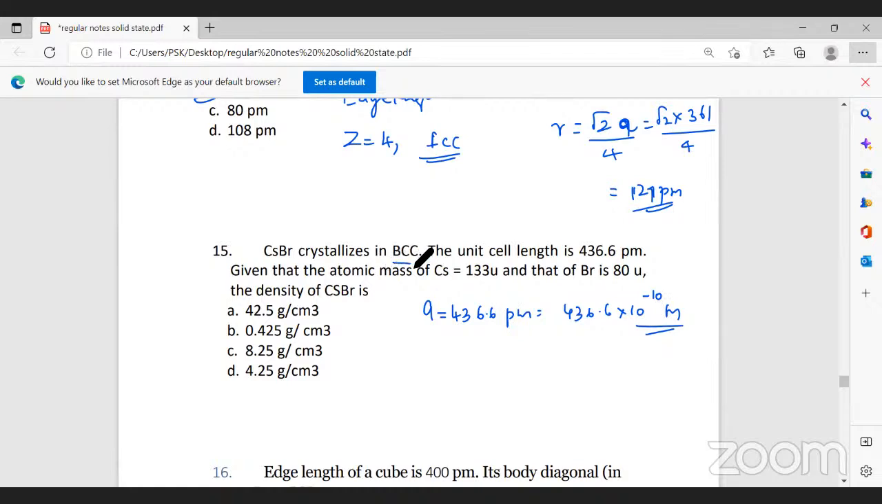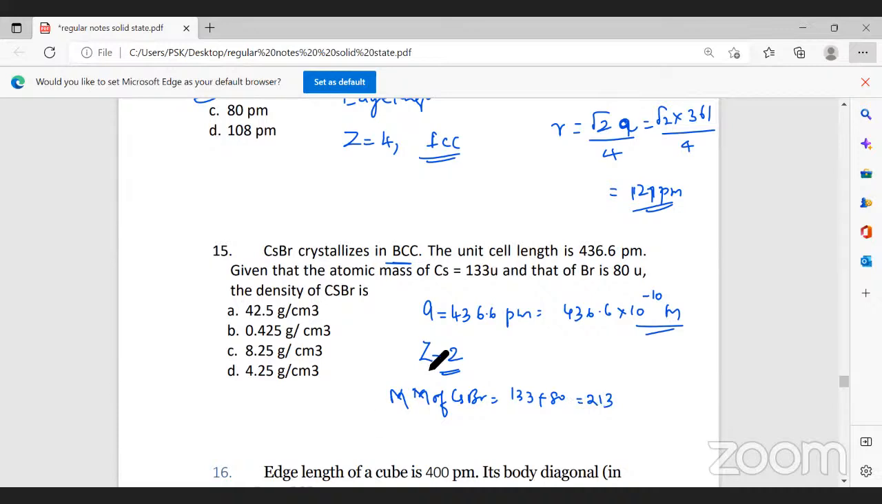Since they say cesium bromide crystallizes in BCC, Z will be 2. They have given the atomic mass of cesium to be 133 units and bromine to be 80. So what will be the molecular mass of cesium bromide? It will be 133 plus 80, which is equal to 213. This will be the mass.